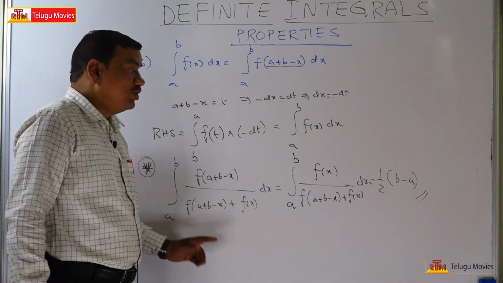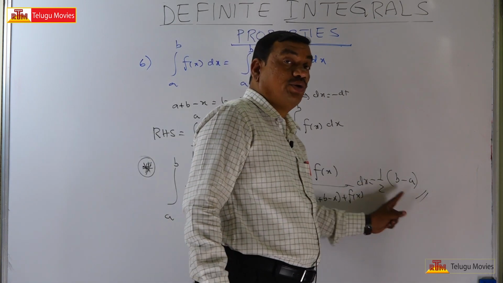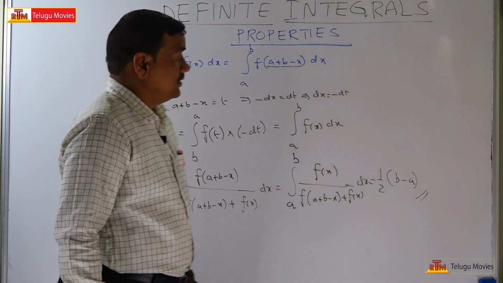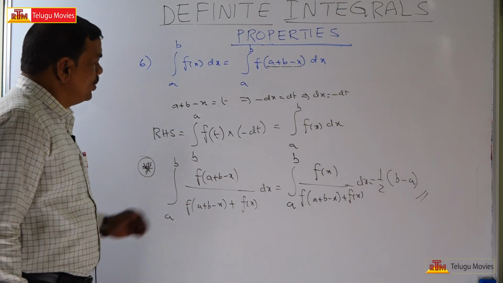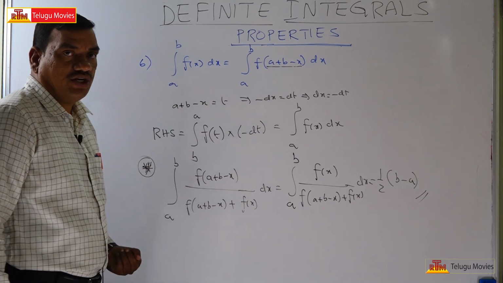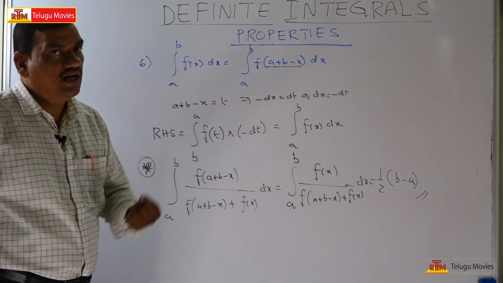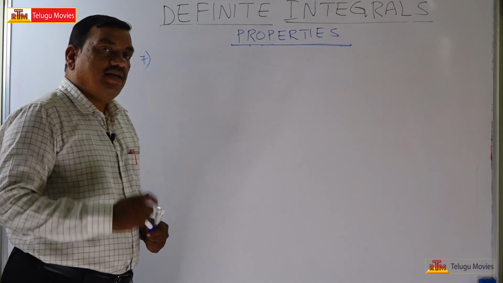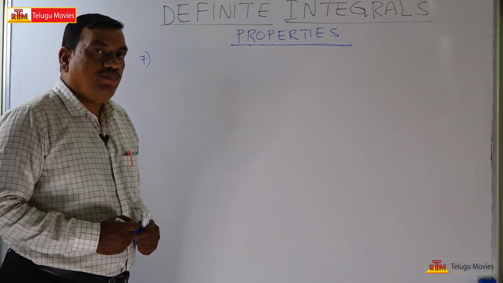If we remember this property, you can directly write the formula 1 by 2 (b minus a). This is a very important deduction. You can prove this deduction. Next, let us see the next property. Dear students, let us see one more very important property.